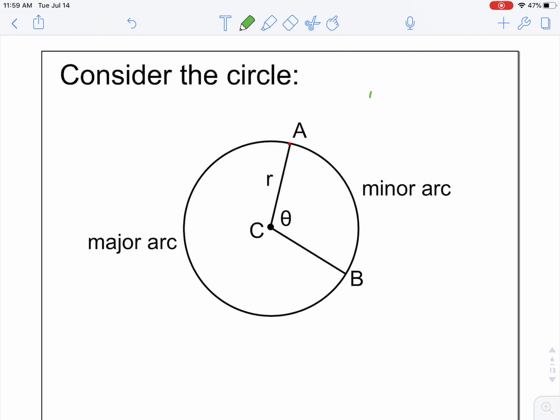So let's move on to reminding ourselves what arcs are. Remember, an arc is really just part of the circumference. An arc is a part of the circle's circumference.